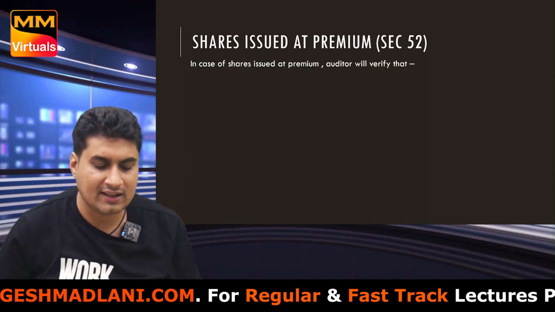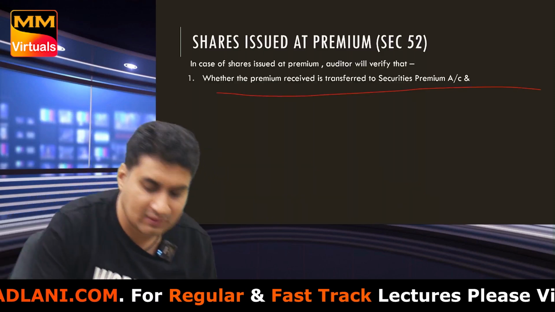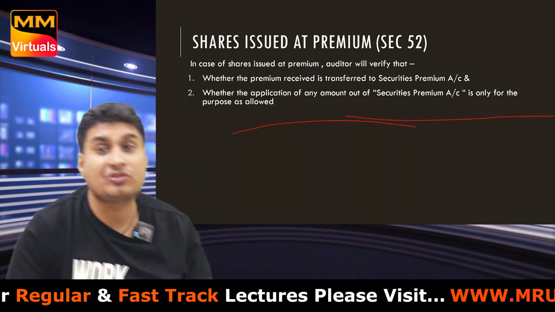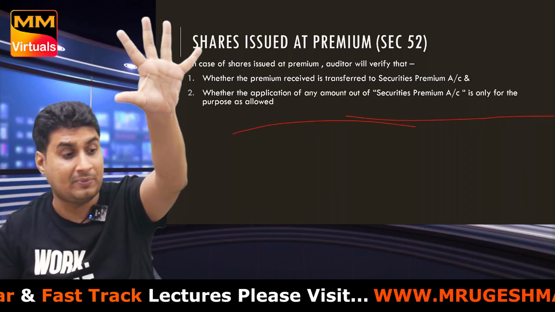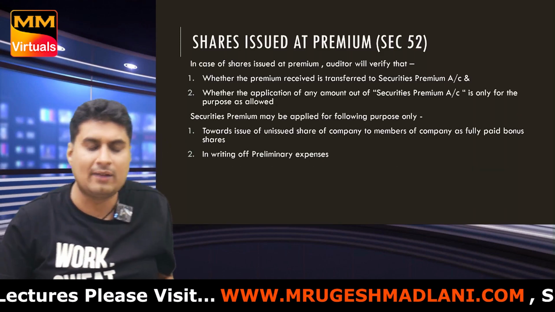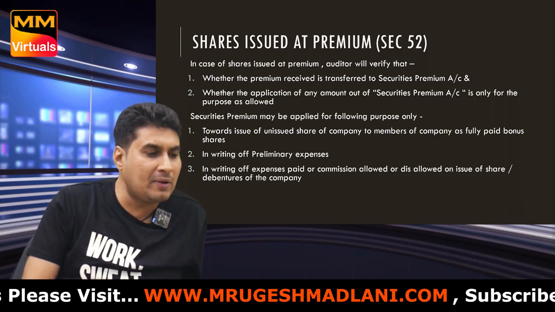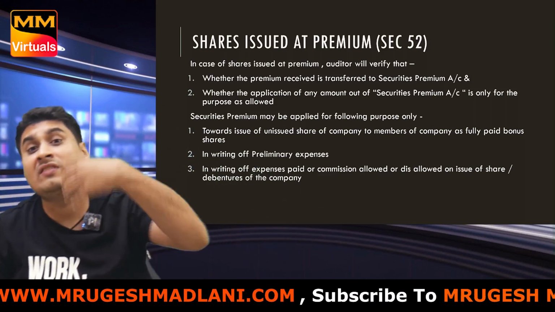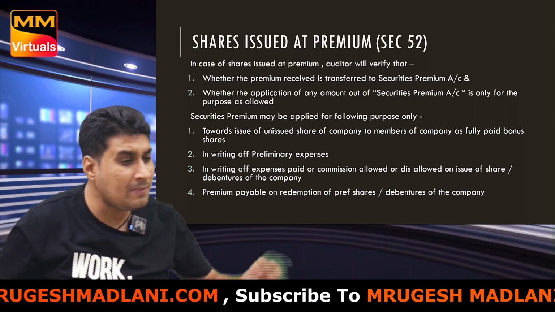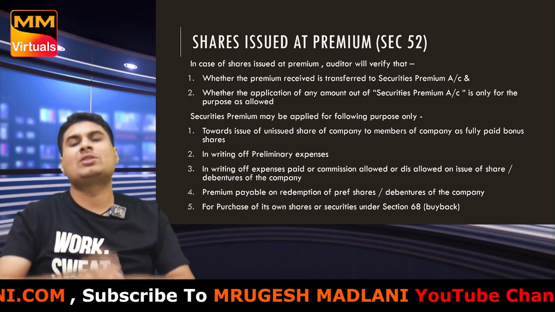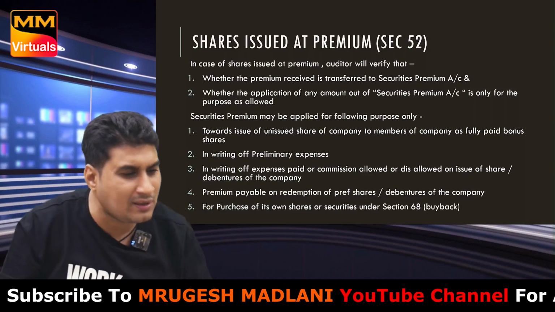See, in case shares are issued at premium, verify that adequate premium is transferred to security premium, and that the security premium is used only for five purposes: buyback of shares, issue of fully paid up bonus shares, writing off preliminary expenses, writing off any other expense in connection with issue of shares, and premium payable on redemption of shares or debentures. Simple. This you know in company law.